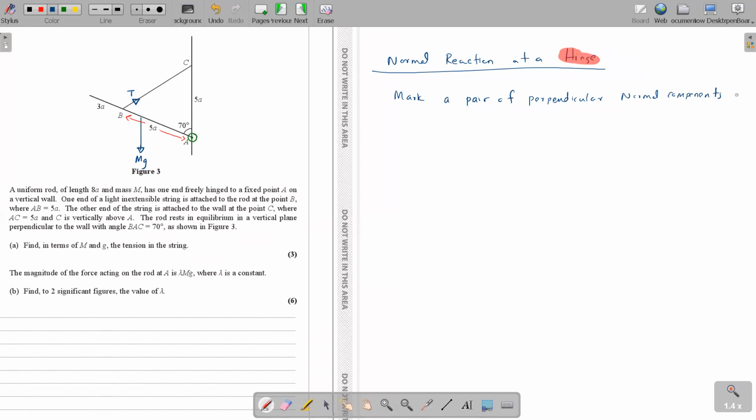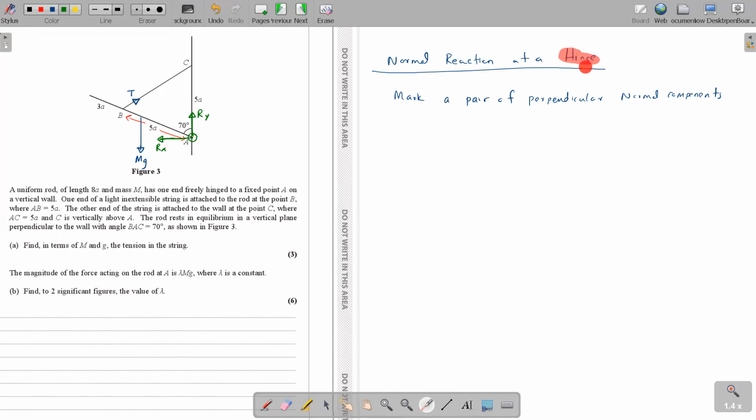So that means what I'll mark here is two normal reactions. Let me mark something like normal reaction in the x direction, and normal reaction in the y direction. This is how you should mark, children. You definitely need to mark two normal reactions, because when it's a hinge, you really don't know which way the normal reaction is acting. Remember, this is the theory for the hinge.